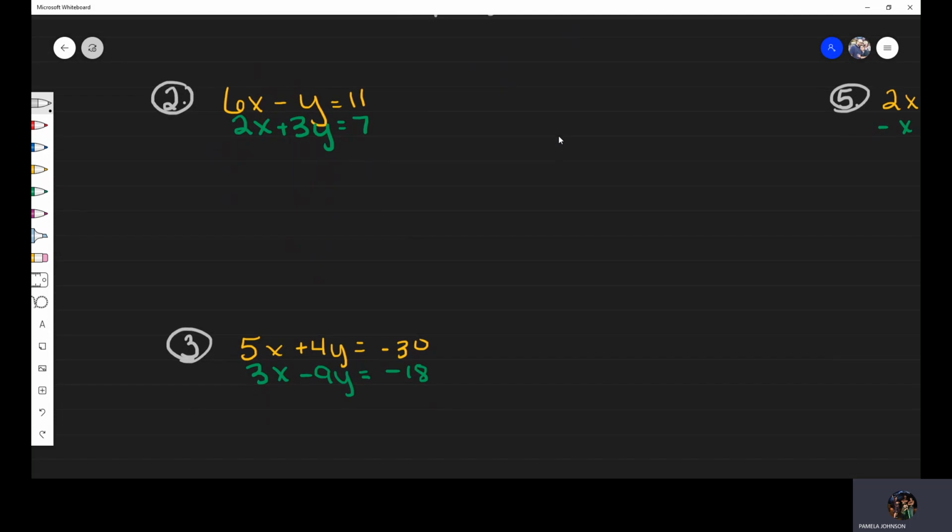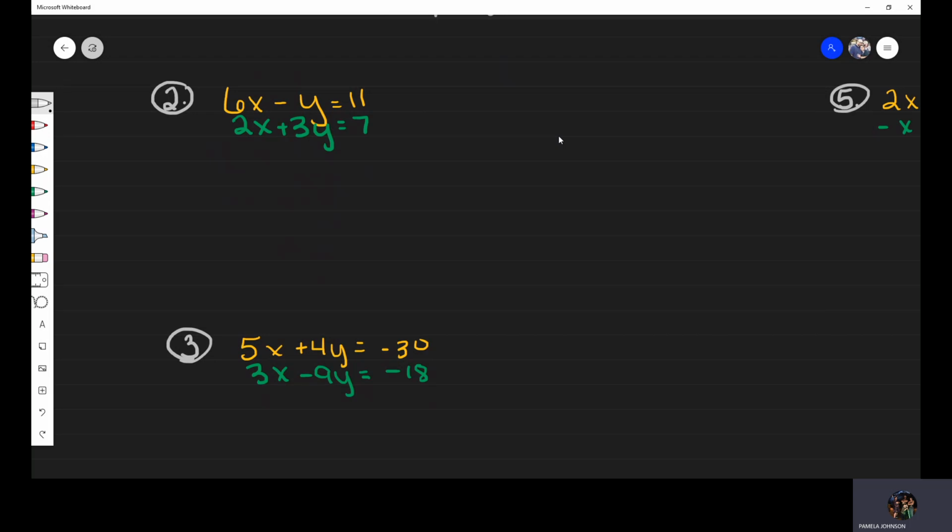Okay? Sometimes we have to do a little work to get to where we can eliminate a variable when we add our equations together. If you look at this example, 6x minus y equals 11 and 2x plus 3y equals 7. It's going to be really easy to get rid of either my x or my y, but in order to do that, I have to multiply one of my equations.